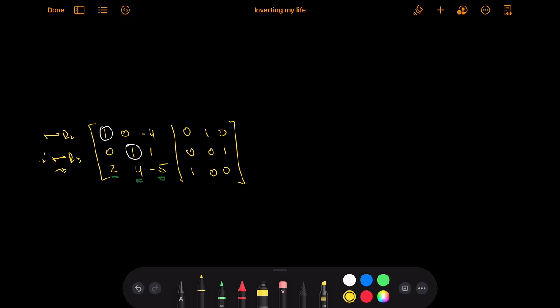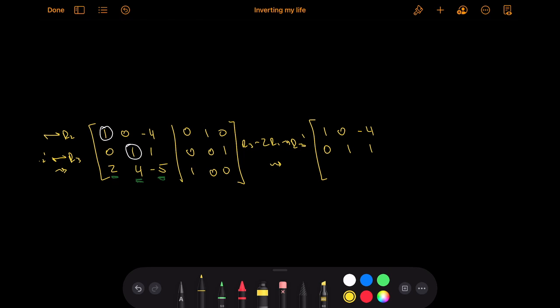And so what we can do now is we can have a third row subtract twice the first row. And so that will give us a new third row. And so we'll have 1 0 -4 0 1 1.